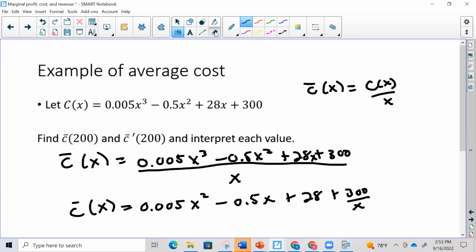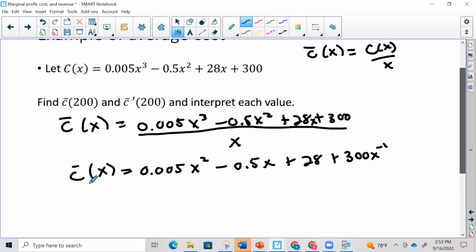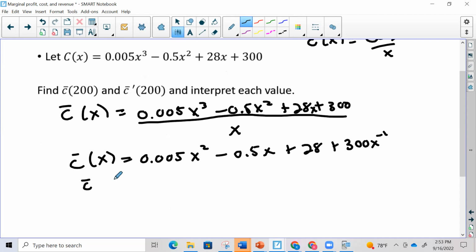But in order to take the derivative of that, we need the X not to be in the denominator, unless we're going to do the quotient rule. So I'm going to make it 300X to the negative first, so that I just have to use my power rule when I'm taking my derivative. Then I'm going to take my derivative and we'll plug in. So we are going to find C bar prime of X, the derivative of this average cost.